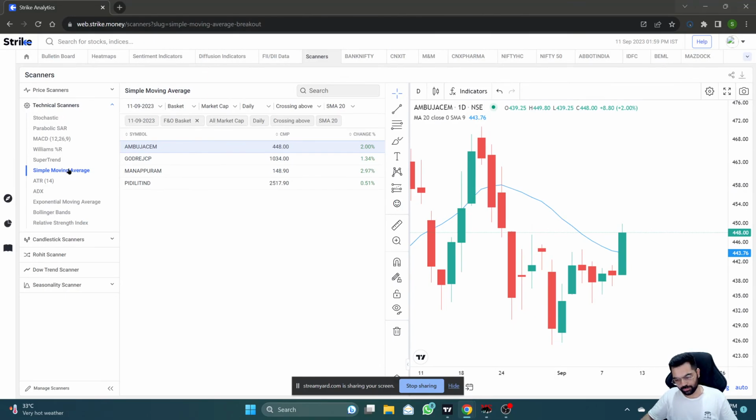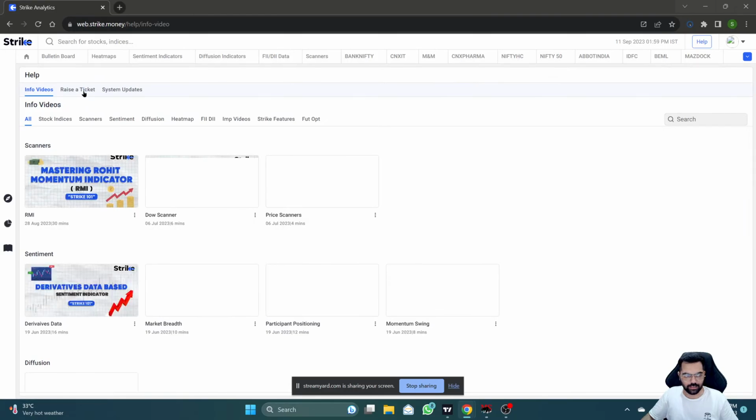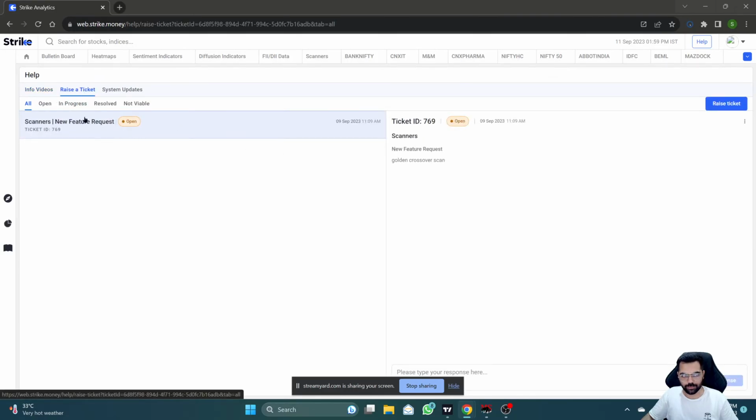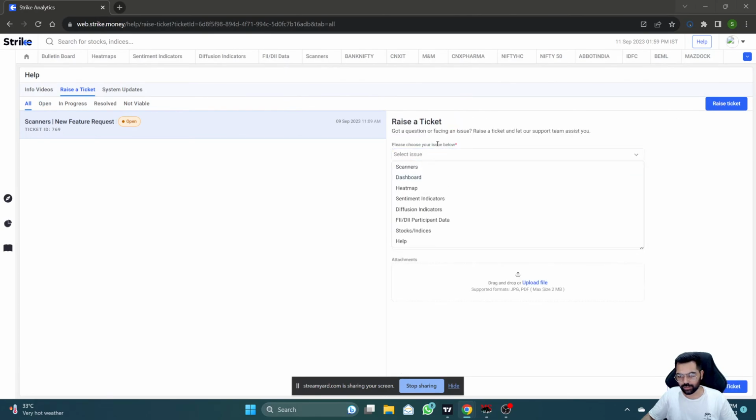If you use other indicators that are not here, you can always go to the help section and raise a ticket as in a new feature request. You can see I have opened a sample ticket here. So you can create a new ticket by clicking on raise a ticket and then select your issue or any feature request if you have, and we'll be looking into them one by one.